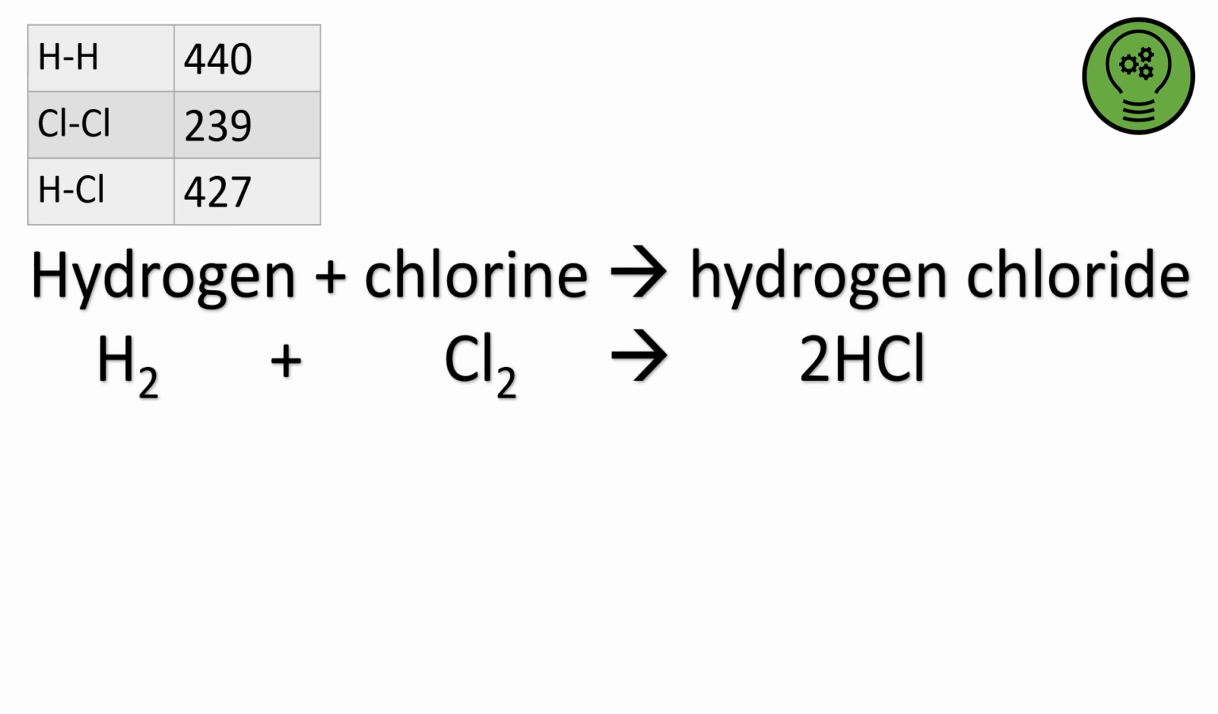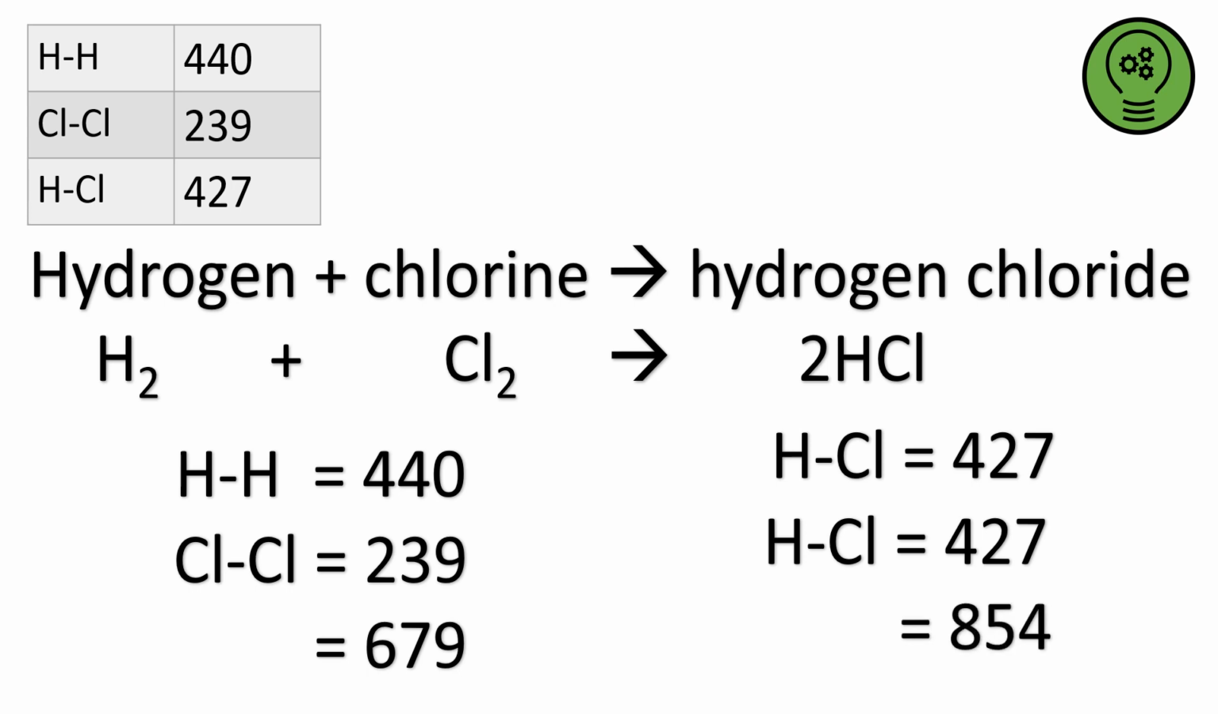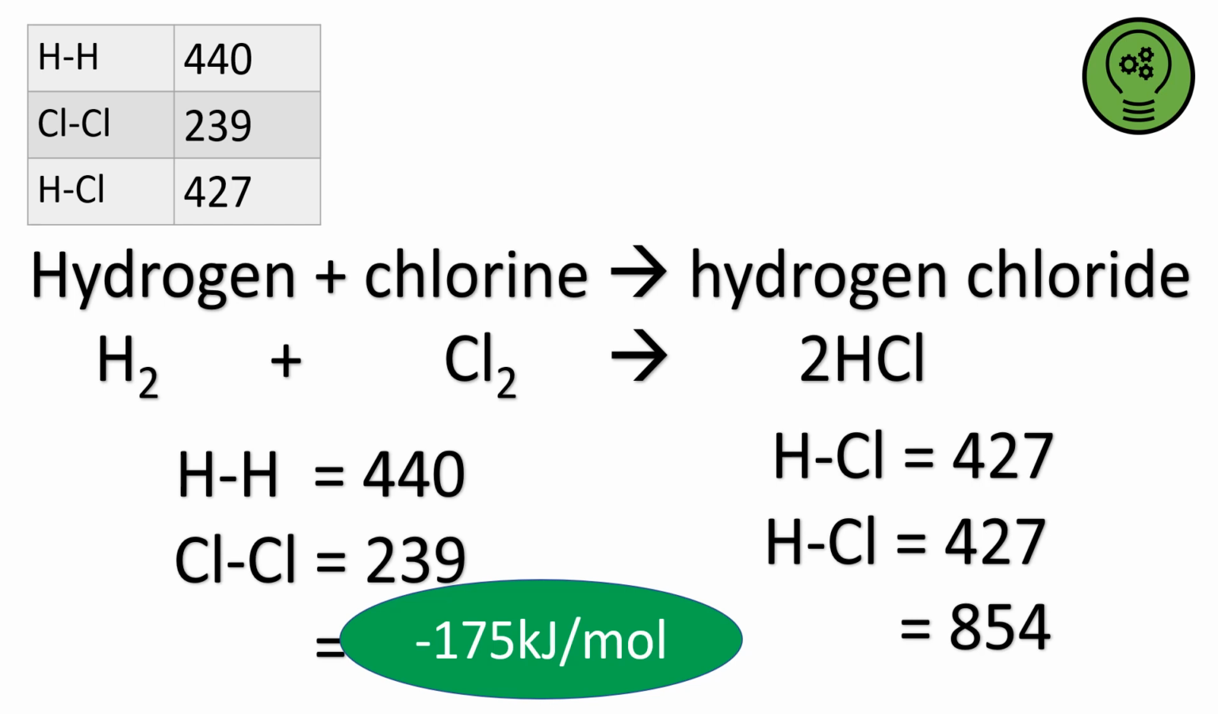Okay, so in this calculation then, I have got 1 lot of HH, so that's 440. I've got 1 lot of ClCl, which is 239, which gives me a total here of 679 kilojoules per mole. On the product side, I've got 2 lots of the HCl, so that's 427 and 427, giving me a total of 854 kilojoules per mole, which gives me a grand total of minus 175 kilojoules per mole, and that is going to be an exothermic reaction.